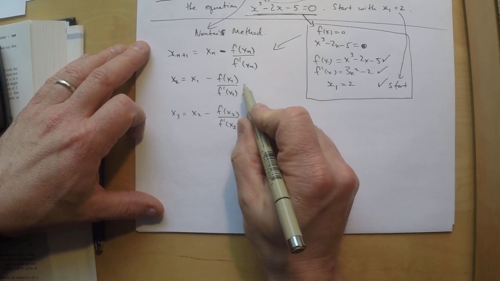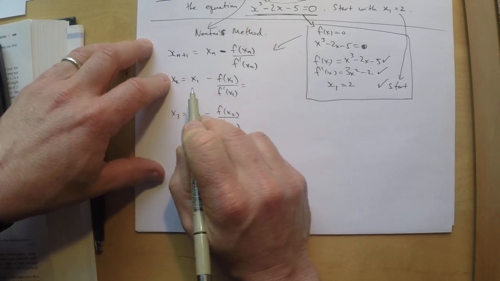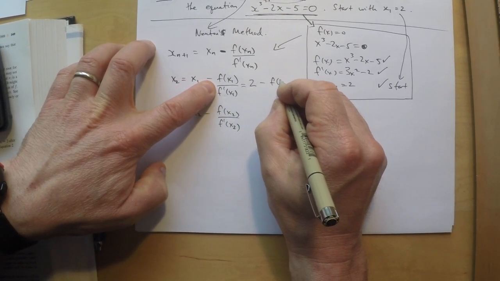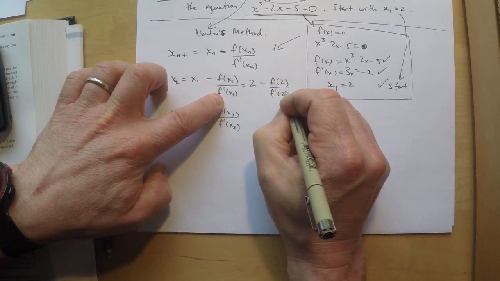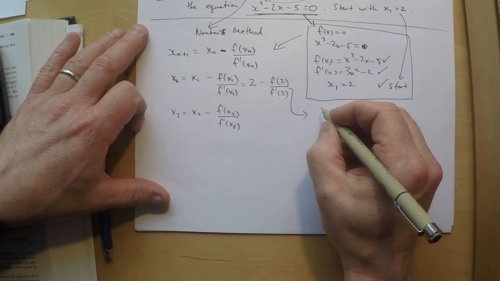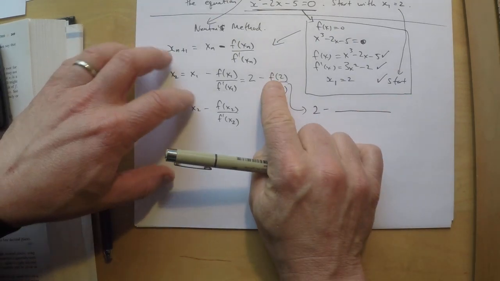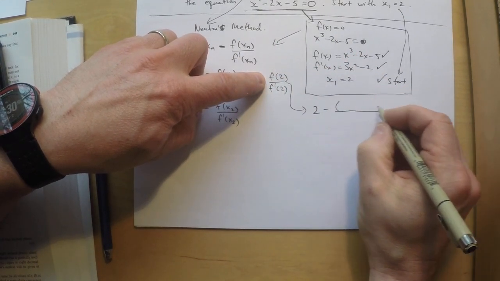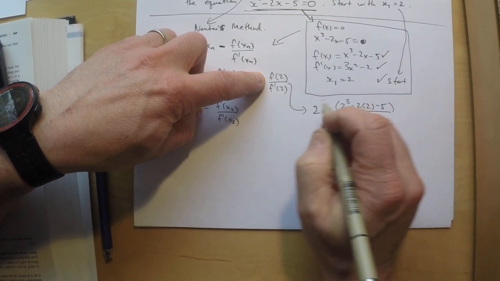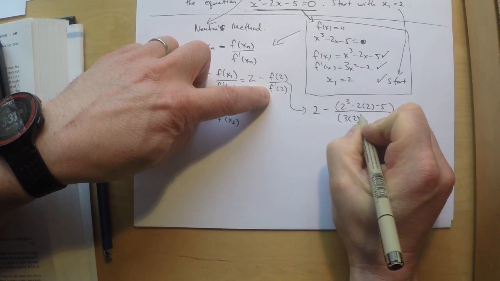So watch what happens when I plug it into this here. So this would turn into x1. It's 2. This is going to be f of 2 divided by f prime of 2. And that will turn into 2 minus, what's the function at 2? You literally go and plug 2 into the function, divided by 2 into the derivative, and the derivative is this mess.